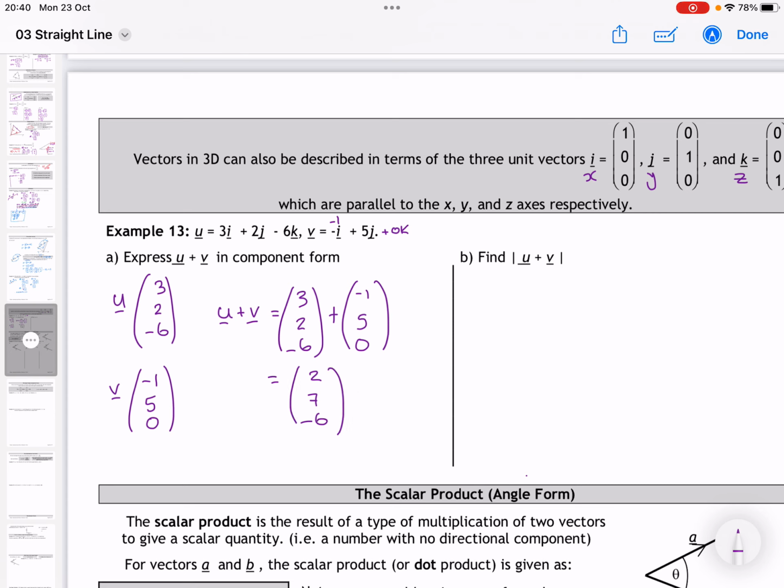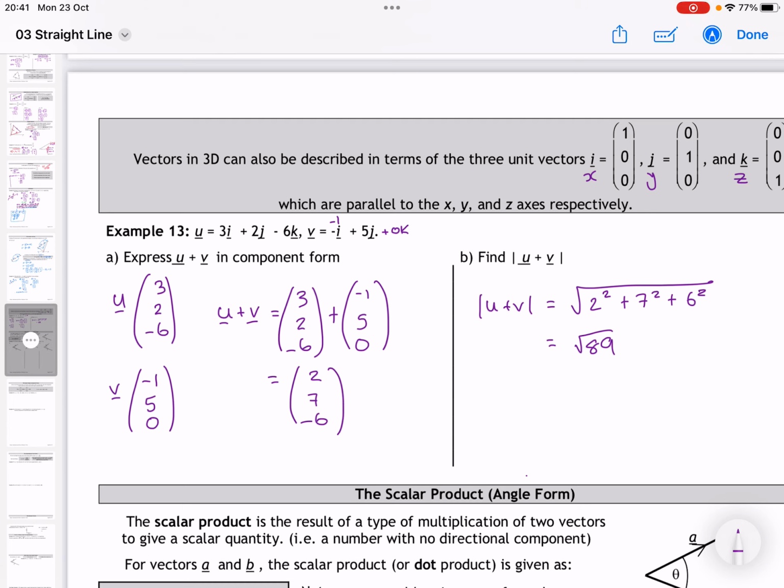Now, the magnitude of u plus v, remember what the wee lines mean? Magnitude. So the magnitude of u plus v, we've just worked out what u plus v is. So it becomes the square root of 2 squared plus 7 squared plus 6 squared. I ignore my negatives when I'm squaring and square rooting, because you don't need it when you square it. Gives me root 89. I'm not even working that out, I'm letting the calculator do the work for me. Okay?